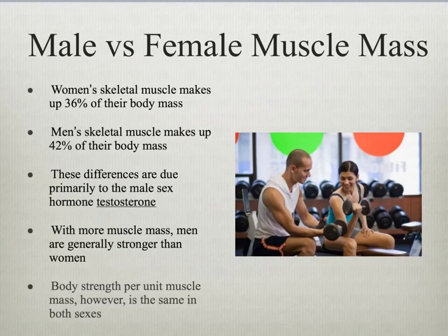So, women's skeletal muscle makes up about 36% of their body mass, and men's skeletal muscle makes up about 42% of their body mass. So it is a difference between males versus females in that males just have more muscle mass than a female does. And these differences are primarily due to testosterone. And with more muscle mass, men are generally stronger than women. And strength per unit muscle mass, however, is the same in both sexes. So that just means per unit of muscle, it's the same strength, but they just have more of it.